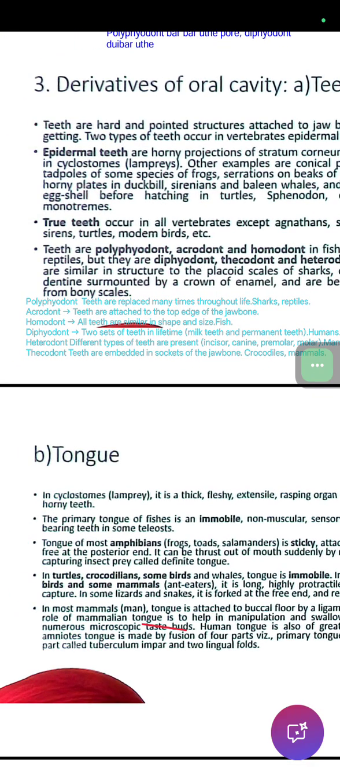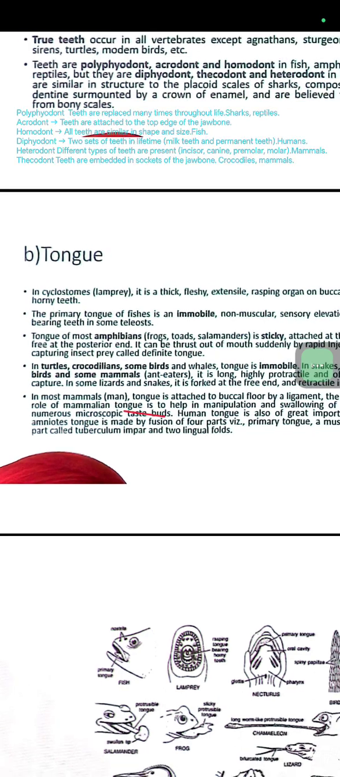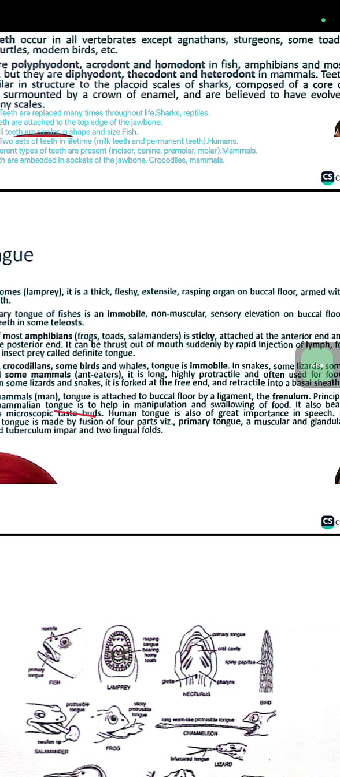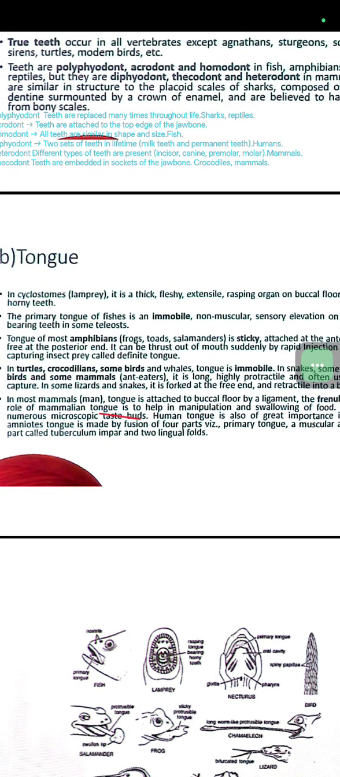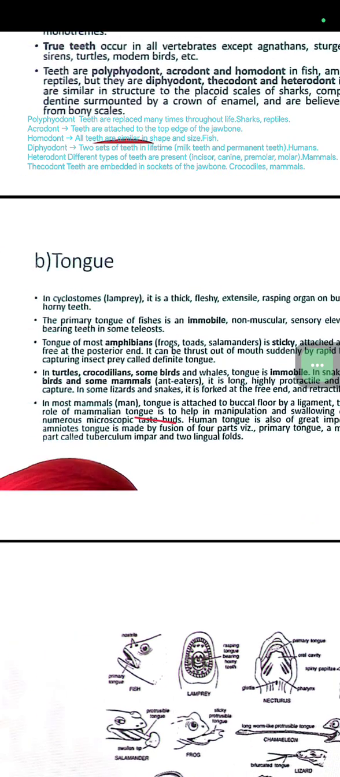Then tongue. Tongue in cyclostomes is a thick, fleshy, extensile, rasping organ on the buccal floor armed with horny teeth. The primary tongue of fishes is immobile. It is a non-muscular sensory elevation on the buccal floor.